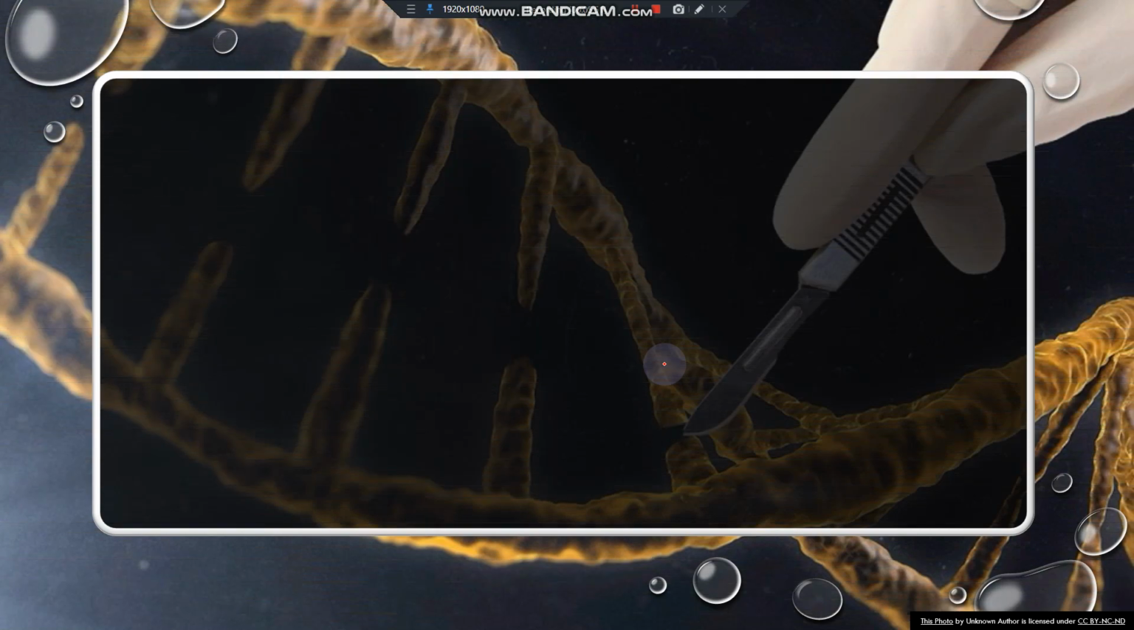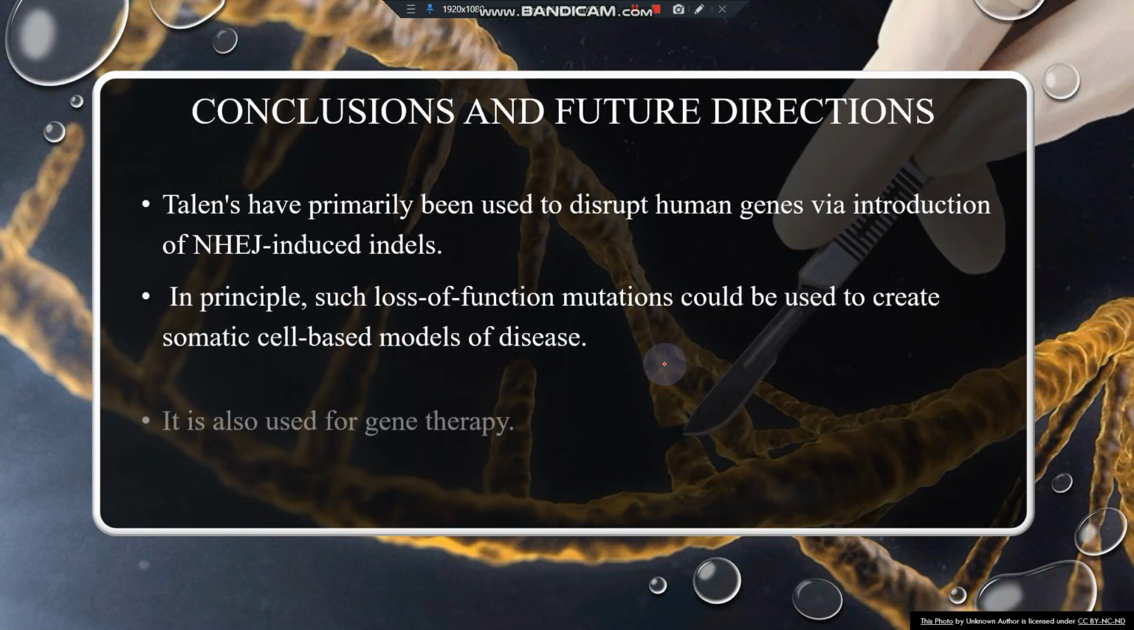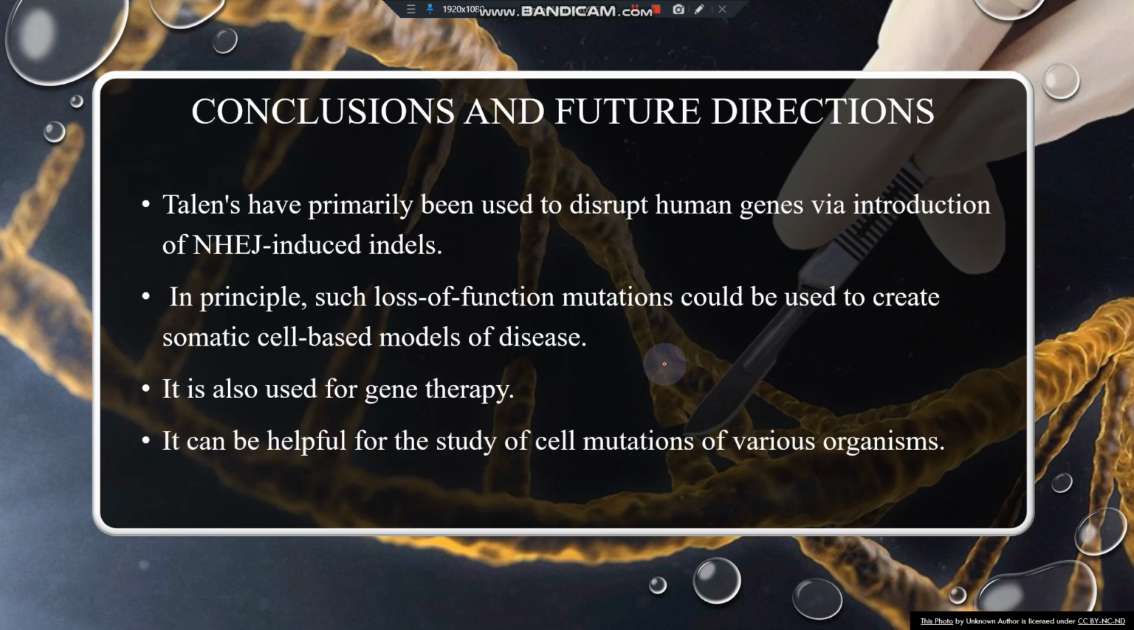Now in the next slide, I am going to talk about conclusions and future directions of TALENs. What is the future of TALENs? Basically, TALENs have primarily been used to disrupt human genes via introduction of NHEJ-induced lesions. NHEJ, as I explained earlier, is non-homologous end joining. In principle, such loss of function mutations could be used to create somatic cell-based models. It is basically used in gene therapy.